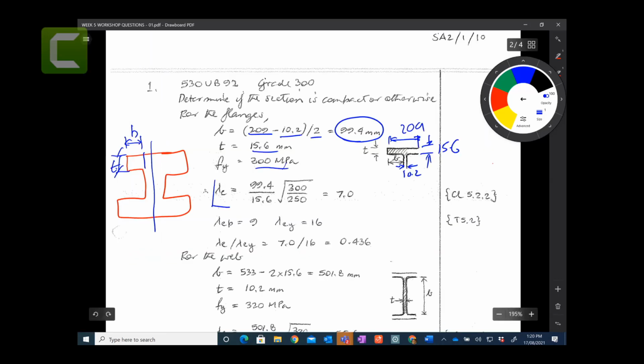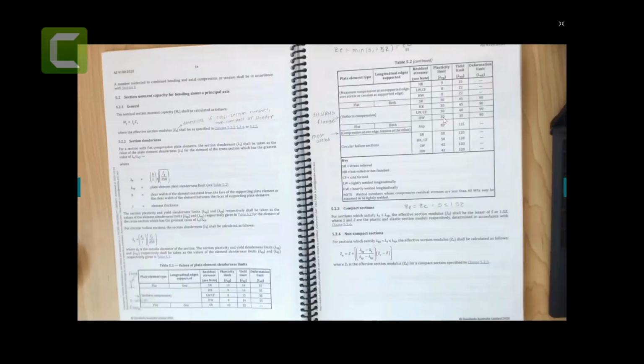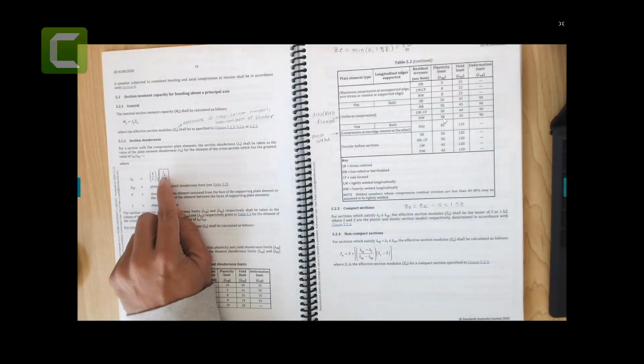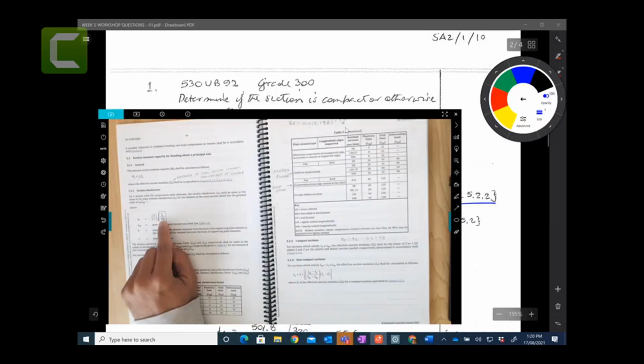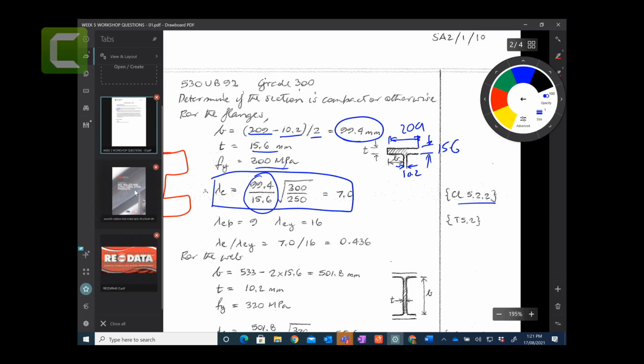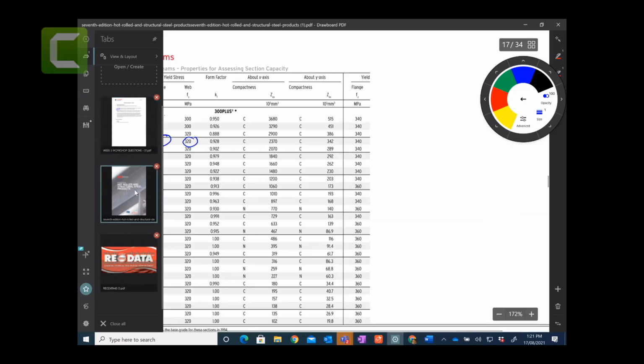Now lambda E, that equation is given in our standards, clause 5.2.2. I can show it to you here, that plate element slenderness lambda E equals B on T square root Fy on 250. So that equation is written here, 99.4 and 15.6, that is the given thickness. By the way, these values, that 99.4 over 15.6, are also given in our OneSteel table. I can show it to you here.